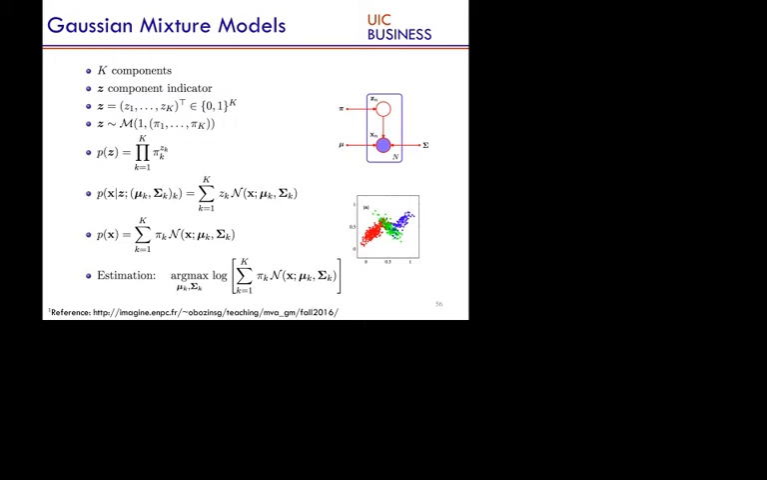Gaussian mixture models are again directed probabilistic graphical models. It's a very simple idea, which is this. Think of having k Gaussian distributions, and let's say z is a component indicator. So think of z as a categorical random variable. I don't know how many of you have seen a multinomial random variable before. Multinomial distribution, right?